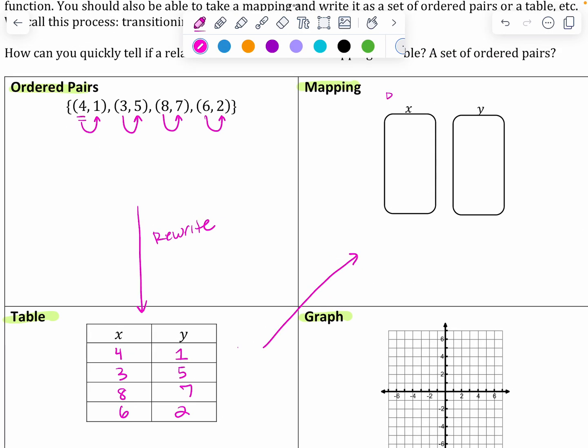Again, X is always going to be your inputs. The first thing is always your input. The second thing is always your output, again, known as range. So what domains do I see? I'm going to organize them, by the way, numerically.